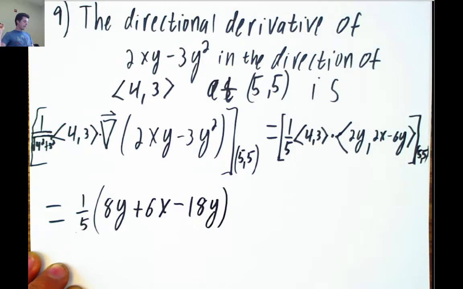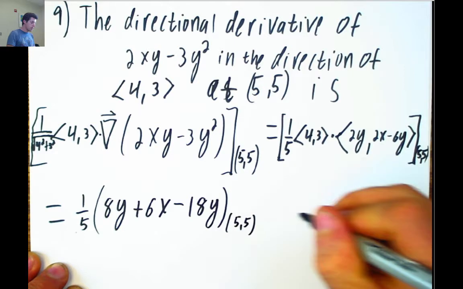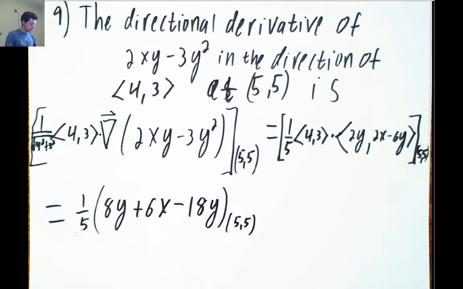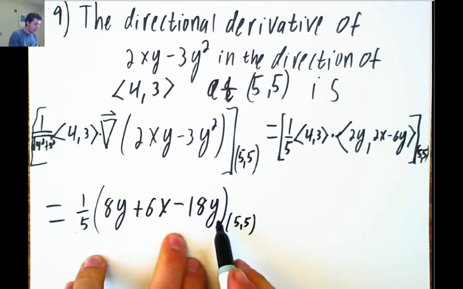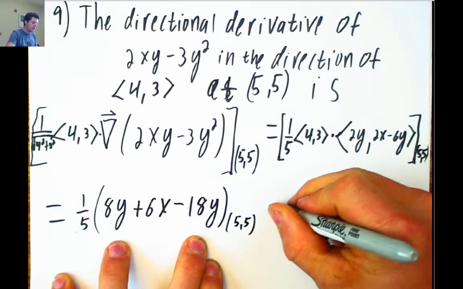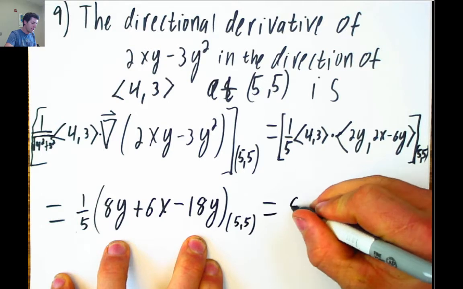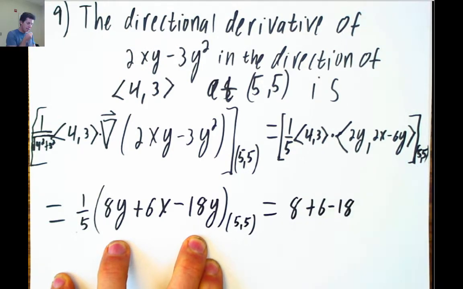Okay, and that guy I am meant to evaluate at the point 5, 5. All right. Okay, so I'm going to replace y with 5, and I'm going to replace x with 5, and I just see that when I do that, the 1/5 and all those 5s are going to cancel, giving me 8 plus 6 minus 18. All right, and let's see. 8 minus 18 is negative 10. 6 minus 10 is negative 4.